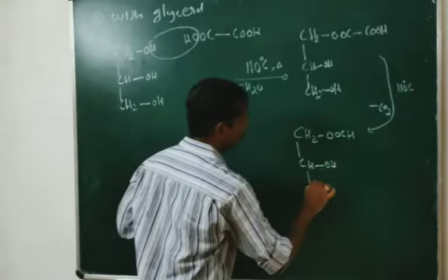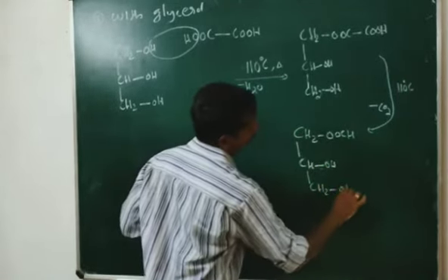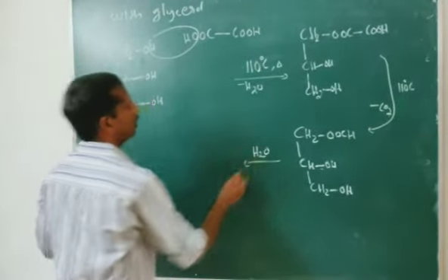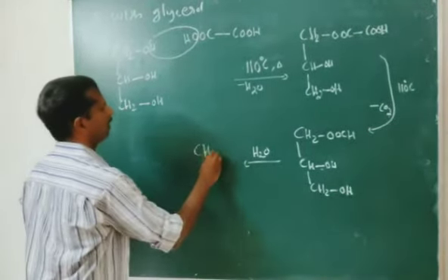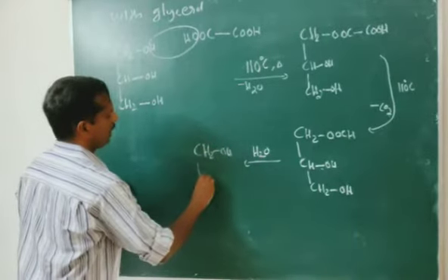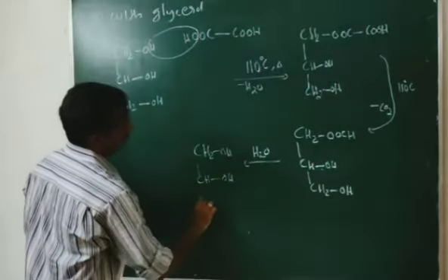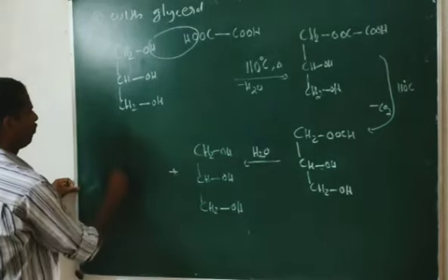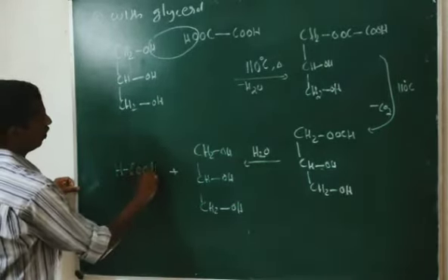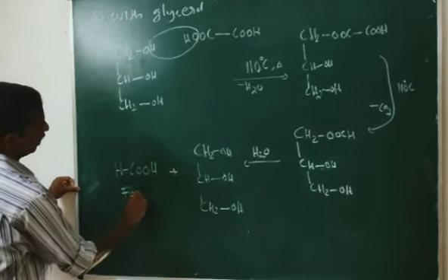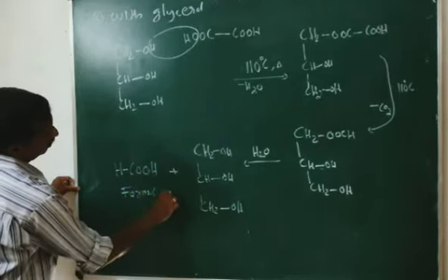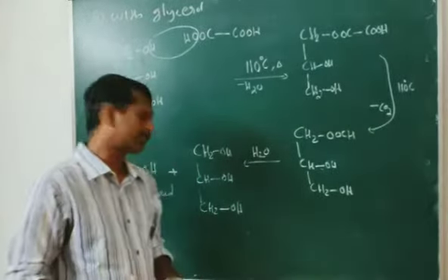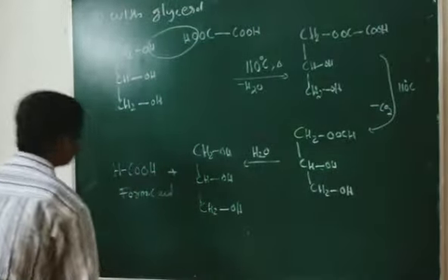Only CO2 is eliminating, minus CO2, and here it is CHOH, and here it is CH2OH. This on reaction with water, H2O, we get back CH2OH, CHOH, CH2OH, ethylene glycerol, plus we get formic acid, HCOOH. This is important. We get formic acid. This is a reaction with glycerol. On reaction with glycerol, we get formic acid.